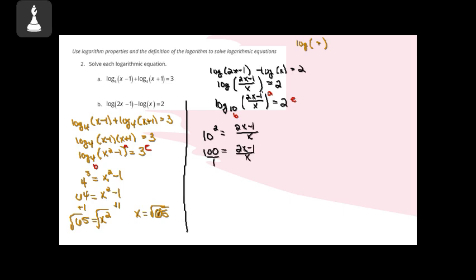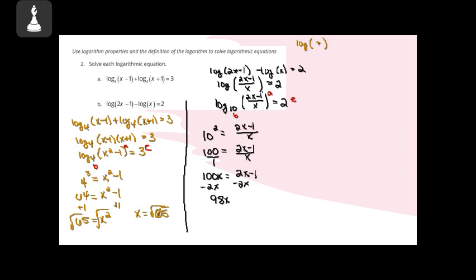Okay, so then to get the x's together, I'm going to subtract 2x. I have 98x equals negative 1. And then I'm going to divide by 98. So I get x equals negative 1 over 98.